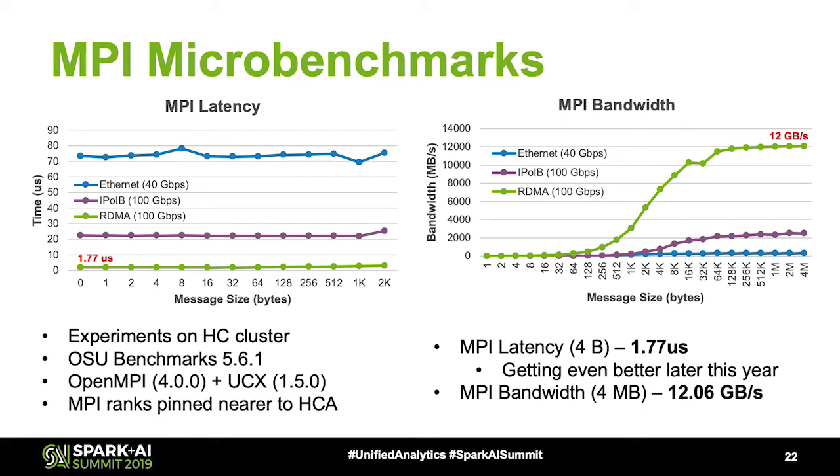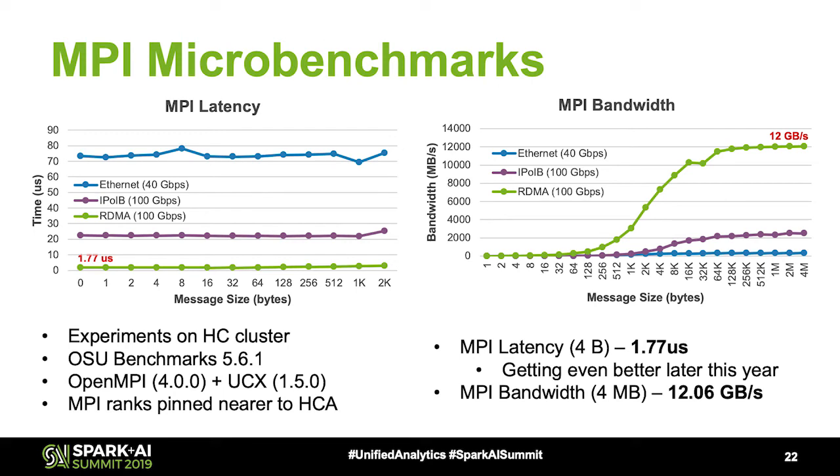So again, we have some overheads. If you see the numbers for MPI latency, Ethernet is around 60 or 70 microseconds. IP over IB is around 15 to 20 microseconds. And if you see RDMA, it's around 1.77 microseconds. And I'm so excited to say that these are some of the best MPI latency numbers that you'll see in public cloud. Some of our competitors, the numbers are in the range of 15 microseconds. That's the expectation.